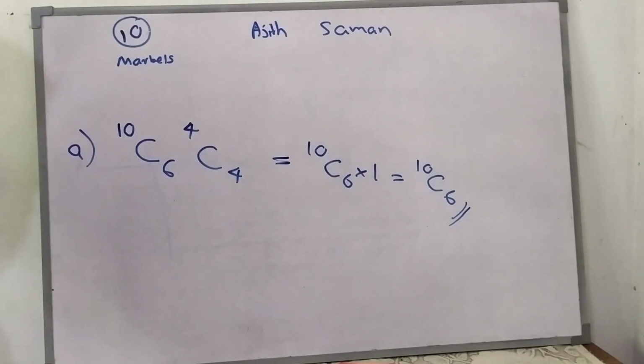Part B: if either Ajit or Saman gets 6 marbles and the remaining marbles go to the other, in how many ways can this be done? Here either Ajit will get 6 marbles or Saman will get 6 marbles, right? When Ajit gets 6 marbles, Saman again automatically gets 4 marbles, and vice versa.